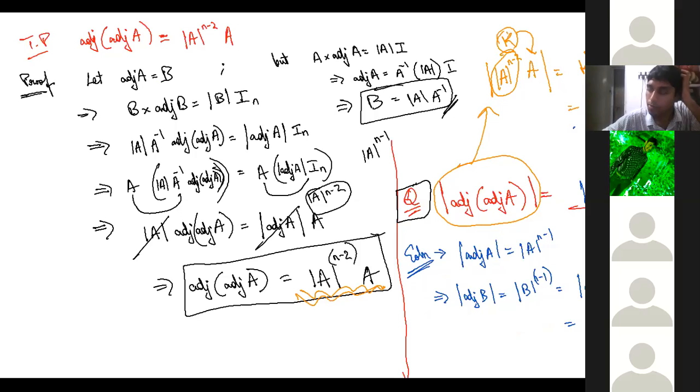So these are the various properties of adjoint. Apart from that, I have some important properties in inverse function also. One second. Sir, can you go to the previous page?